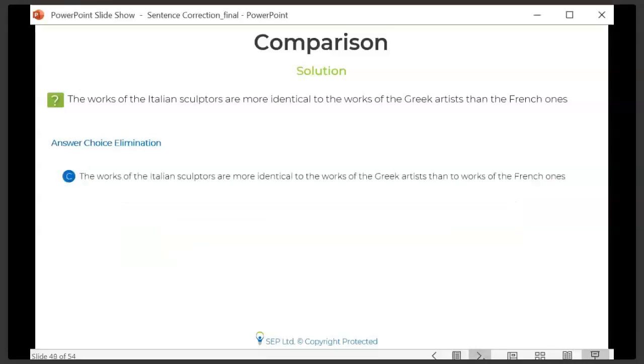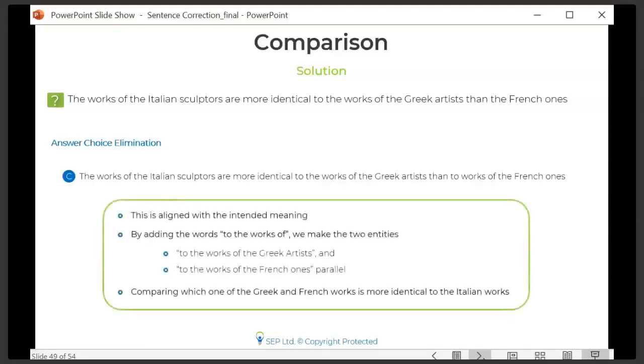There is choice C. 25% of you, I guess, chose choice C. So let's see. The works of Italian sculptors are more identical to the works of the Greek artists than to the works of the French ones. The "to the works of French ones" makes it very clear that we are comparing the works here. So there are three artists here, the Italian, the Greek, and the French, and their works are being compared. The Italian works are more identical to the Greek works than they are identical to the French works, and therefore this sentence is correct.